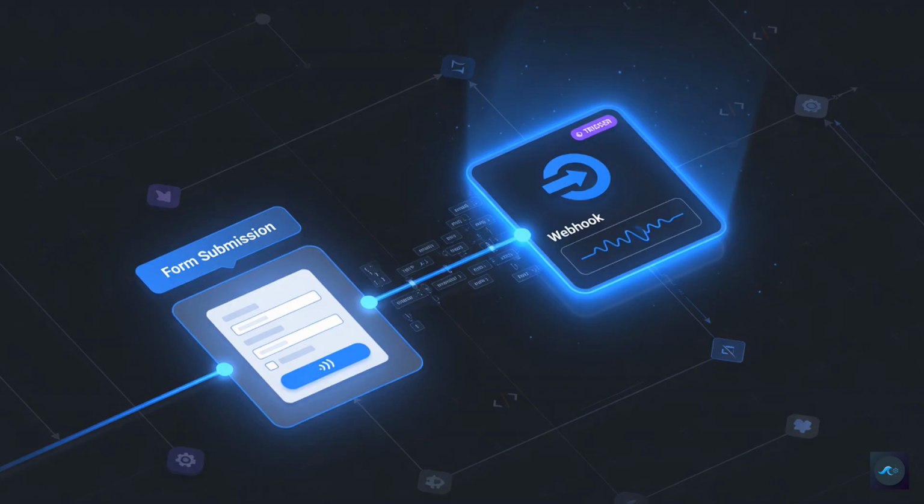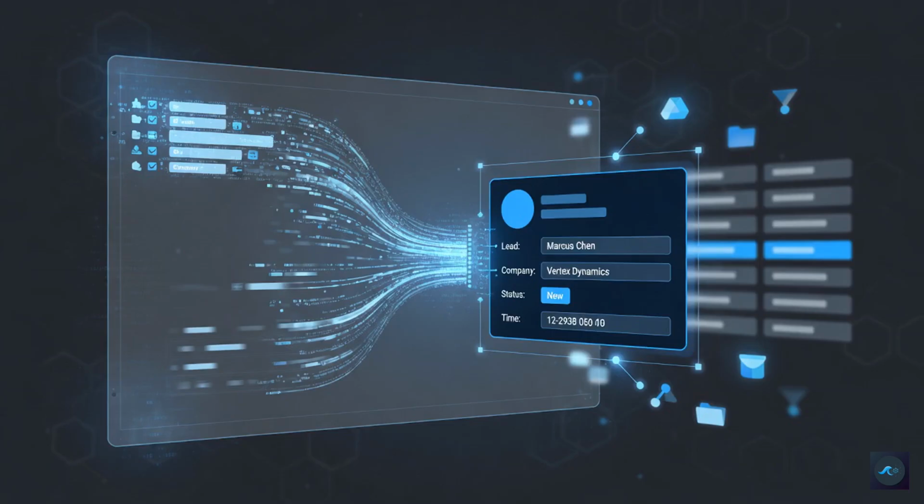Step 2. CRM entry. Add a Notion create database page node, or HubSpot create contact, or Airtable create record. Map client name to the title or name field. Map email, company, and project summary to their columns. Set status to new lead and date to today. This is your single source of truth for every incoming client.